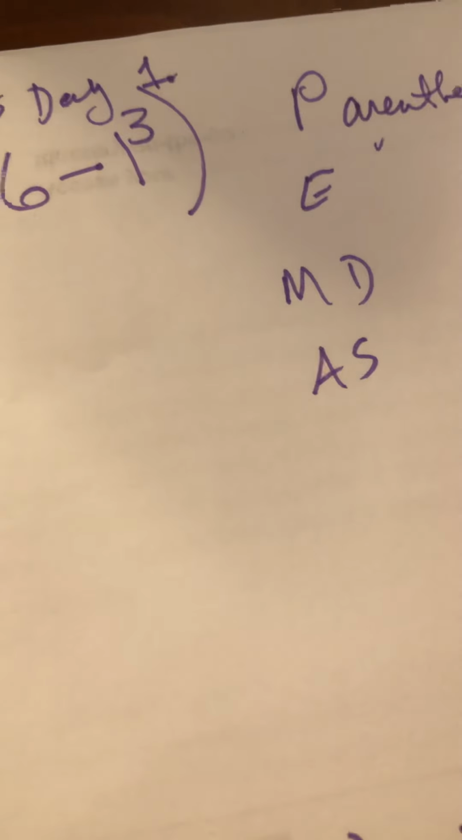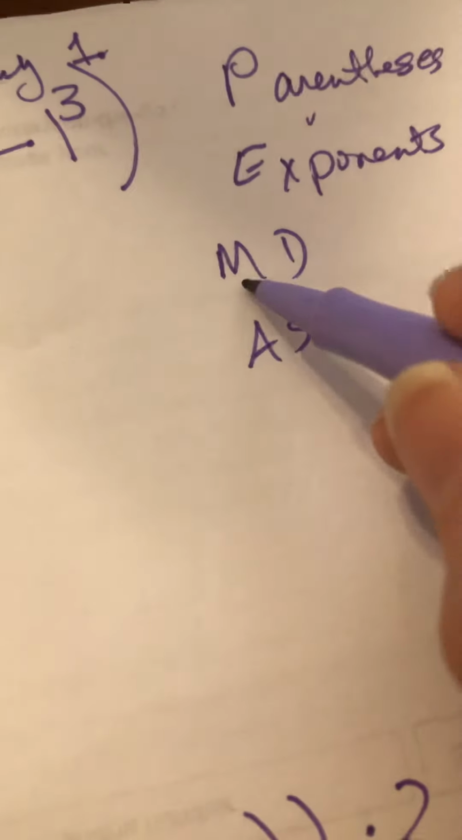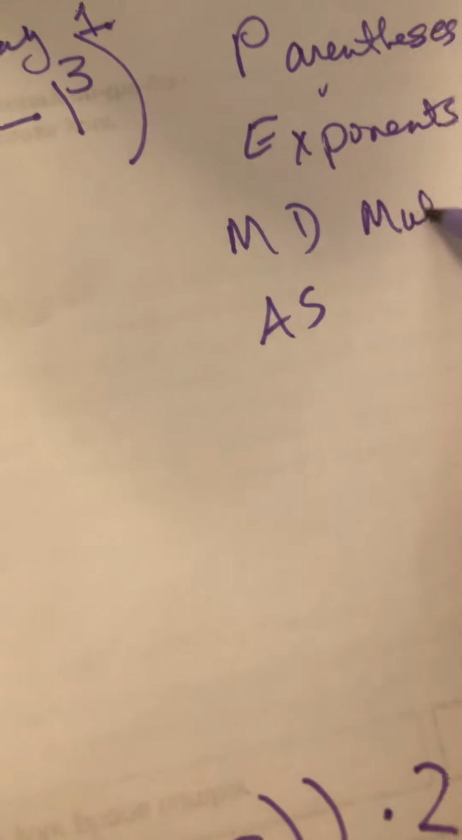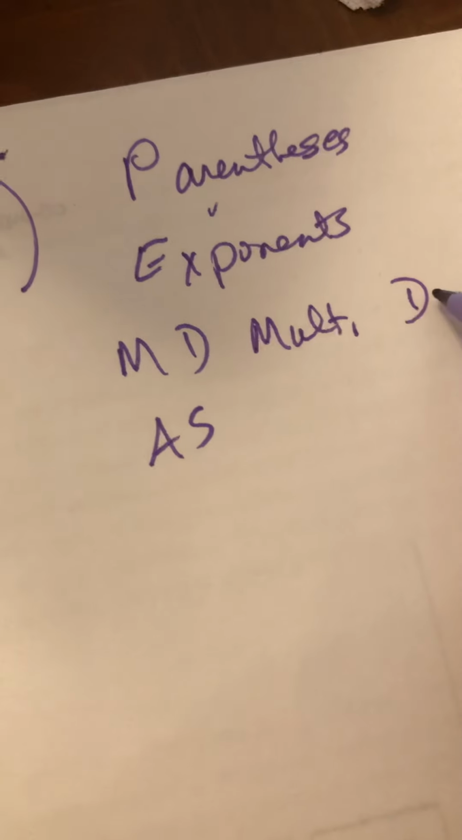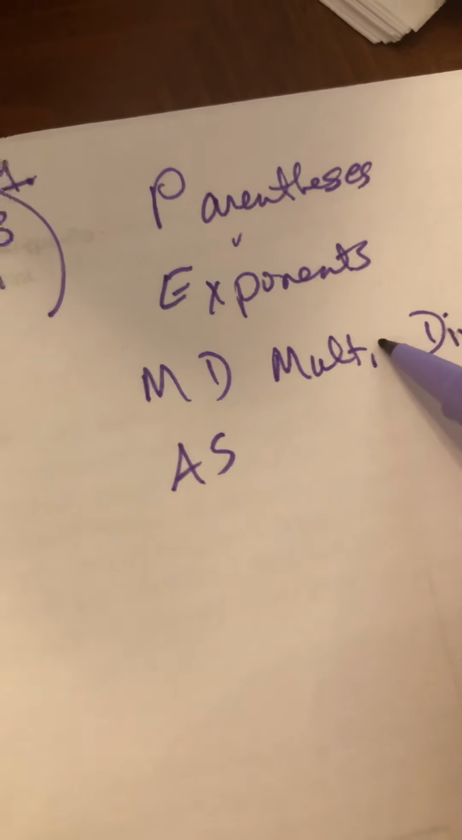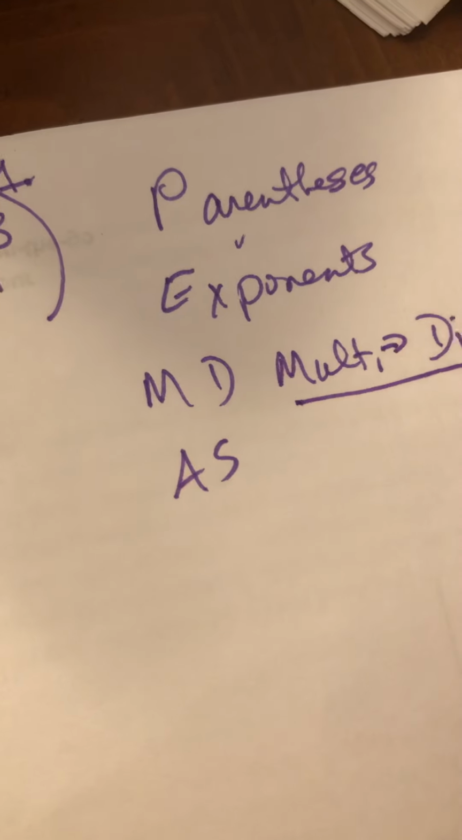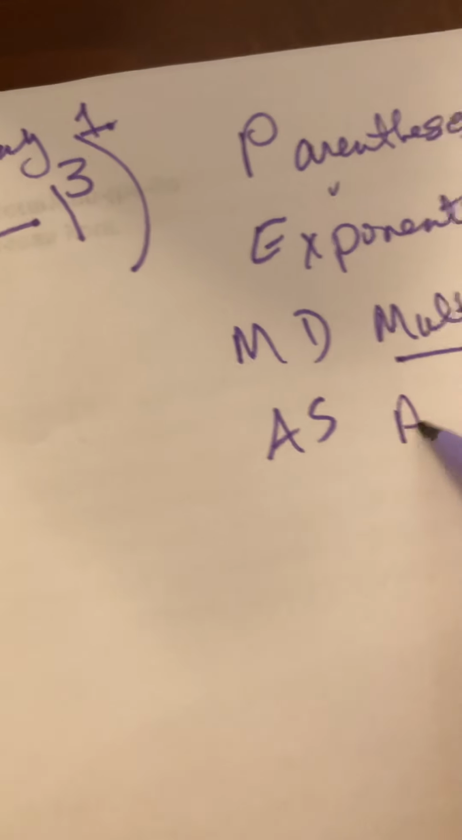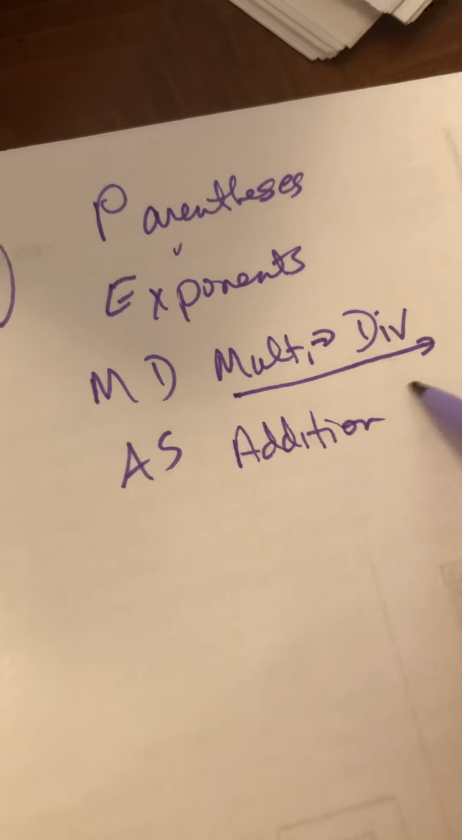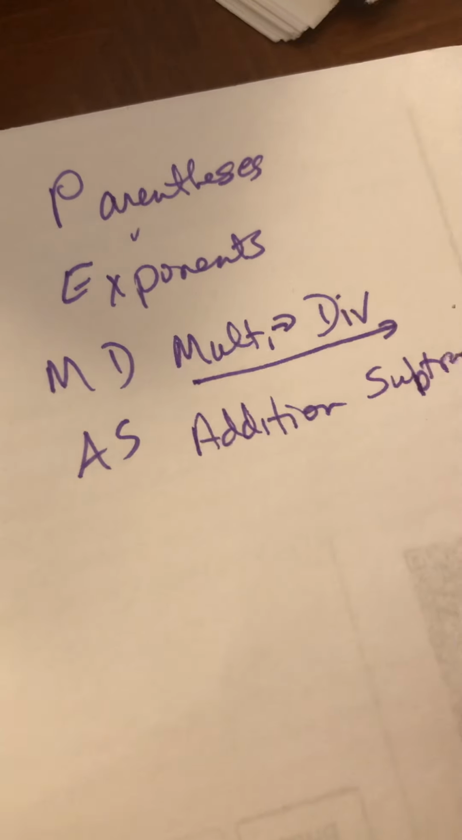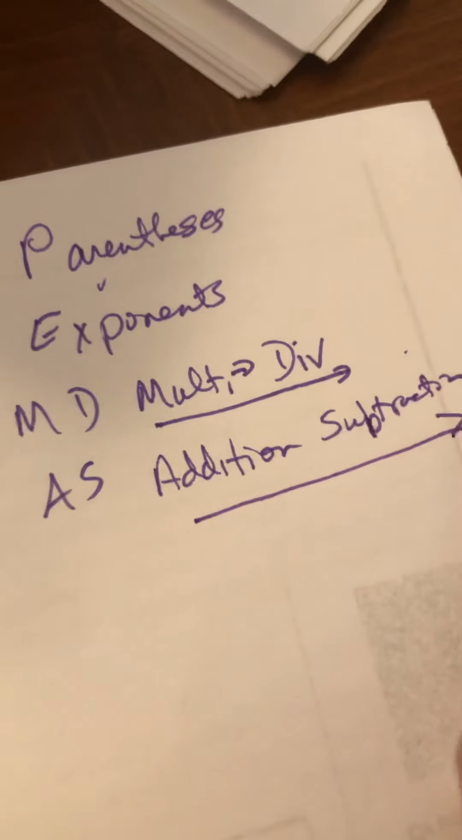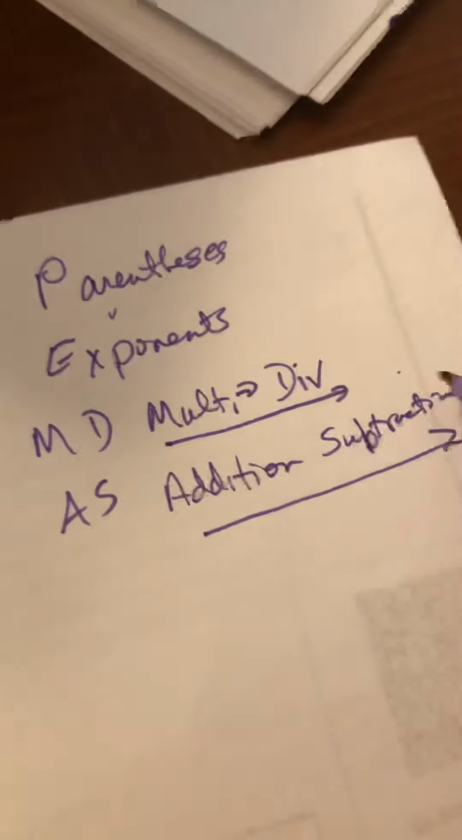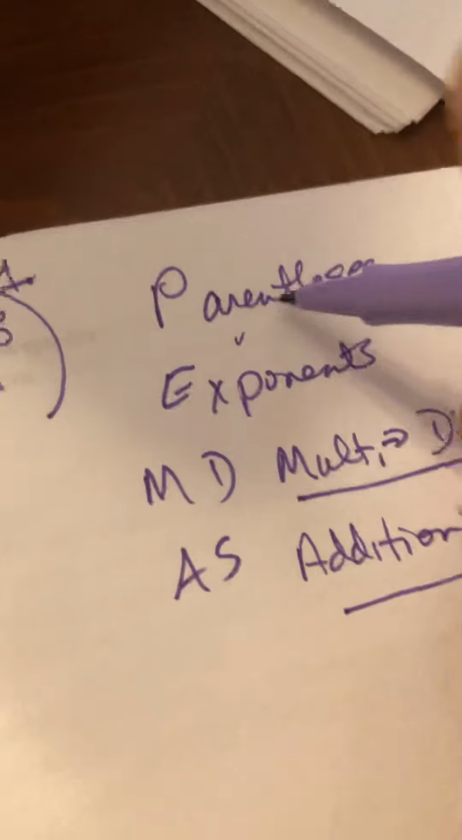Now, P is parentheses. E is exponents. M and D is multiplication and division. You see how they're on the same line? The fact that they're on the same line says that they are to work left to right. However they come in the problem, work them left to right. And then we have addition and subtraction. And they are on the same line, so they work from left to right. Okay, so that means if subtraction comes first in the problem, you work the subtraction first. But remember, we always start with parentheses.